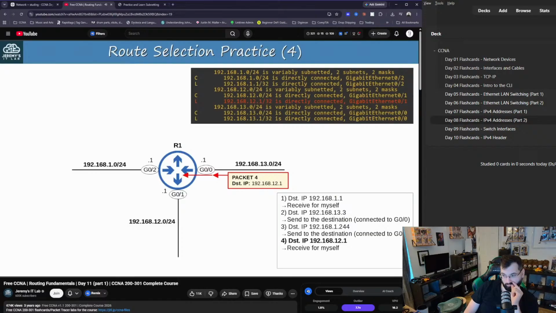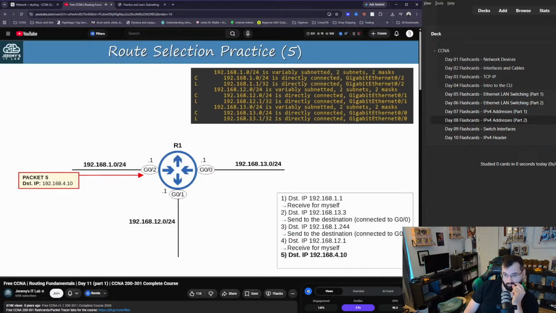Okay, let's do one more practice question. Packet 5 is destined for 192.168.4.10. What will R1 do with this one? Because there are no matching routes in the routing table, R1 will have to drop this packet. Unlike switches, which flood frames if they don't know where the destination is, routers do not. Routers never flood packets. If the router doesn't have a route to the packet's destination, it will drop the packet.